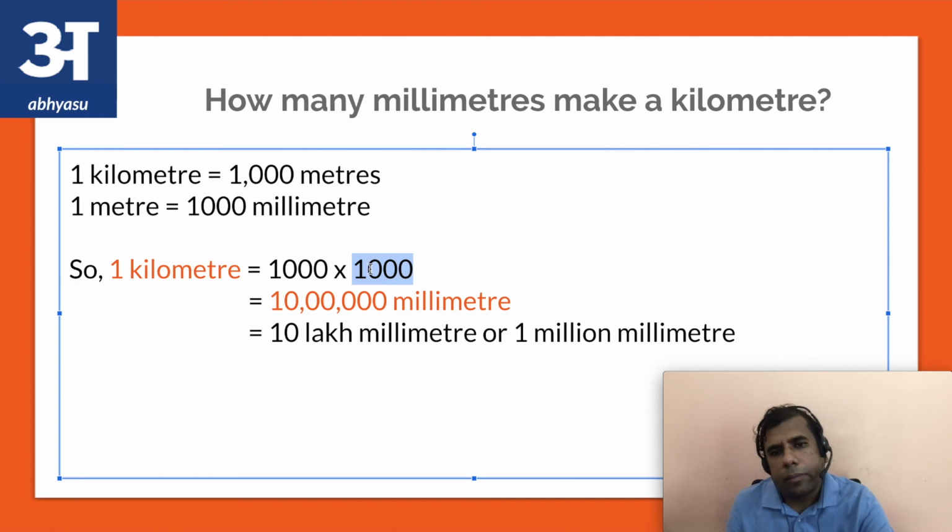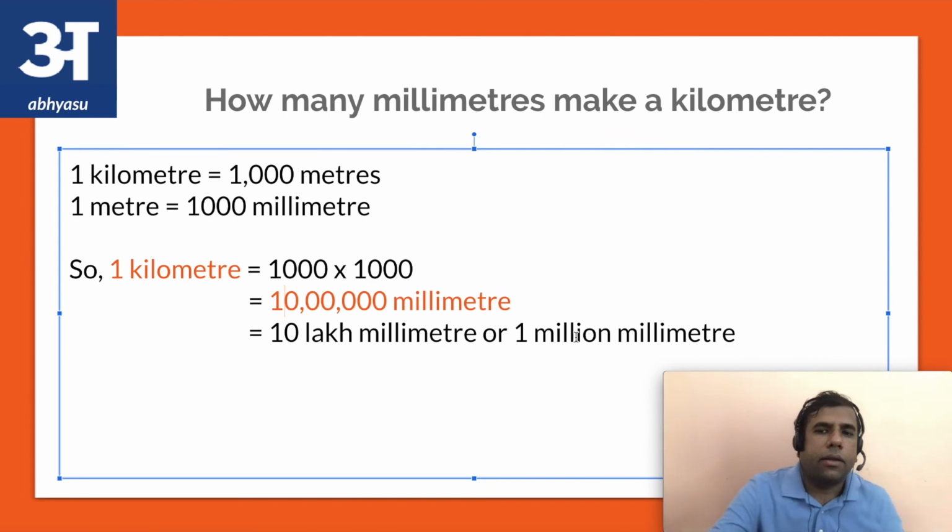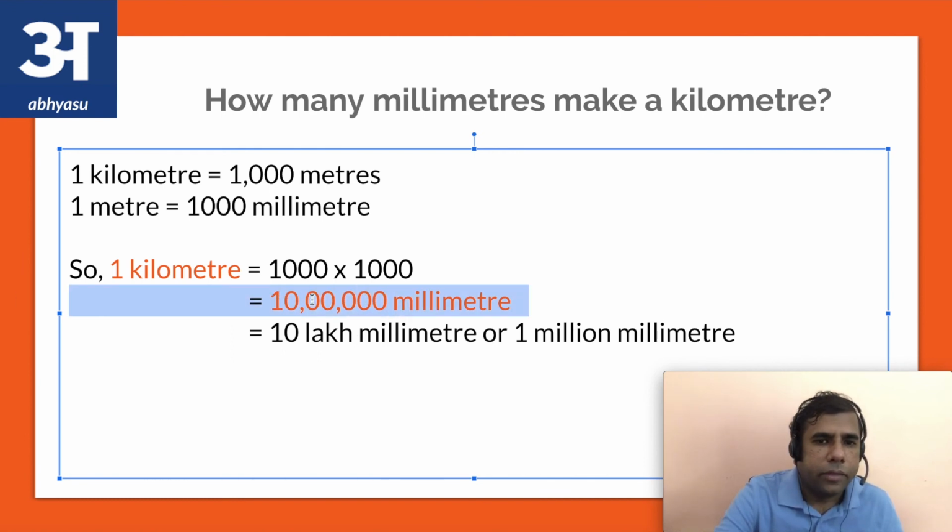So we multiply the two and we get 1 kilometer as 10 lakh millimeter or 1 million millimeter, right? Depending on the number system you are using. So in the Indian system, as we saw, it will be 10 lakh millimeter, while in the international system, it will be 1 million millimeter. So the number of millimeters in a kilometer is going to be 10 lakh, or this number here.